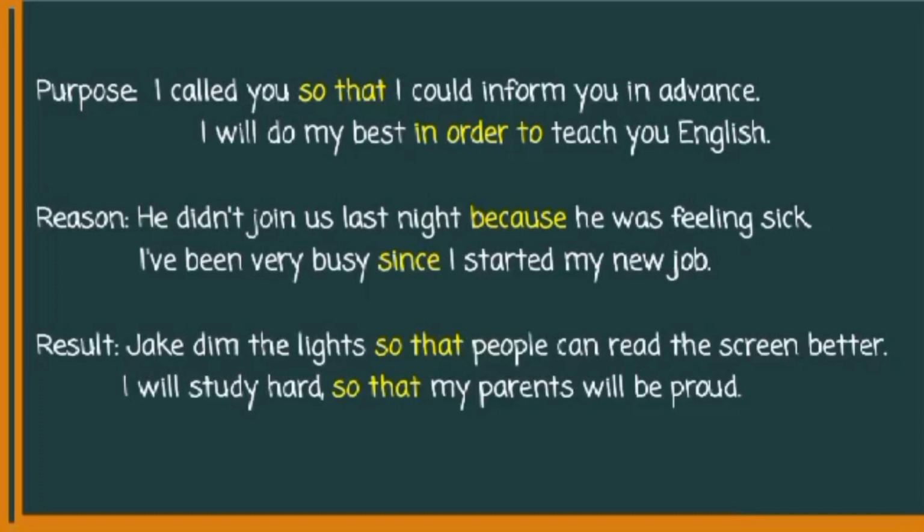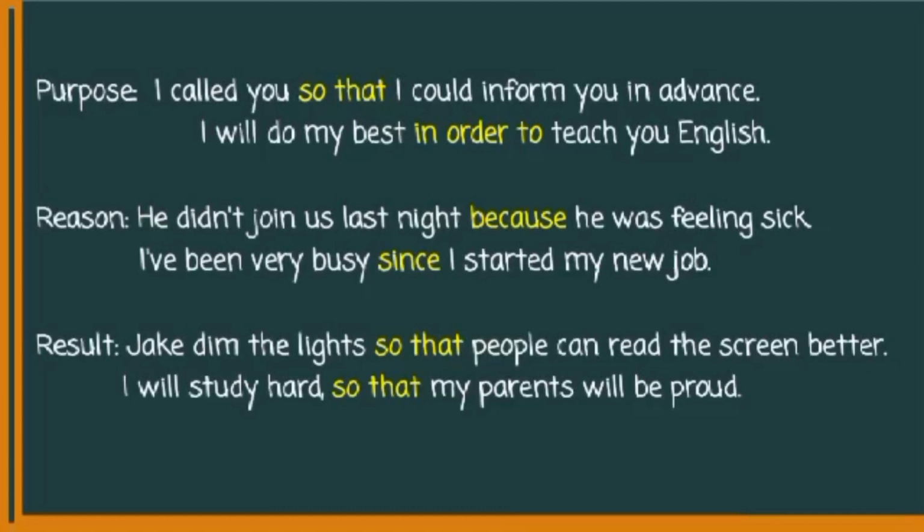Next is reason. We use conjunctions of reason when we want to explain why something happened. We can use a reason clause introduced by the conjunctions because, as, or since. For example, he didn't join us last night because he was feeling sick. I've been very busy since I started my new job.